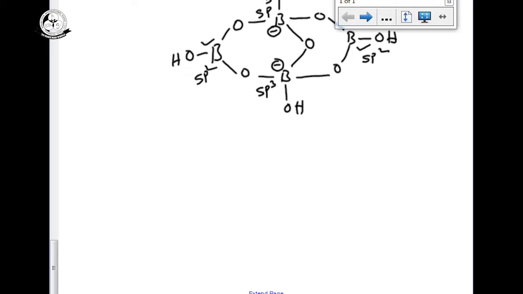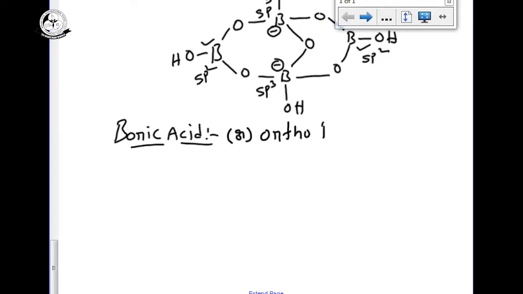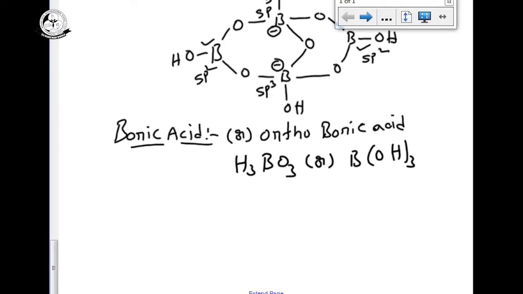Next, another important compound for us for the group 13 elements is boric acid, or we can write orthoboric acid. Both are the same, boric acid or orthoboric acid. The orthoboric acid formula we already told you previously, H3BO3. It is an acid, but in the examination, to get you confused, they are giving it like B(OH)3. It's not a base, it's an orthoboric acid.